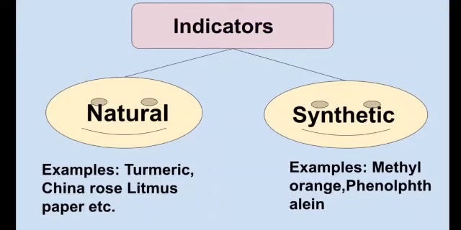Indicators are divided into two groups: natural indicators and synthetic indicators, right? Natural indicators are like turmeric, China rose, which is known as gurhal, and litmus paper, a very commonly used indicator in laboratories. They all are natural. And what about the synthetic? Like methyl orange and phenolphthalein, they are synthetic indicators which are made in the laboratories.